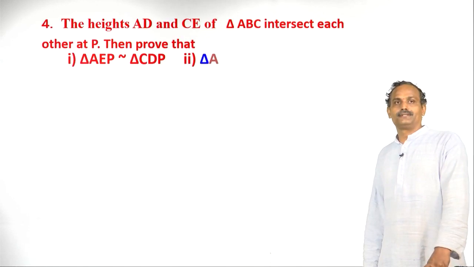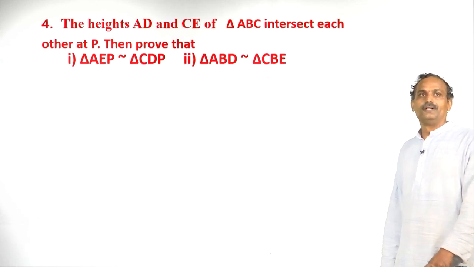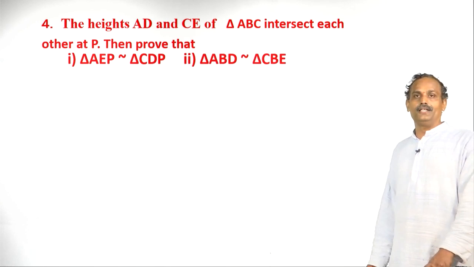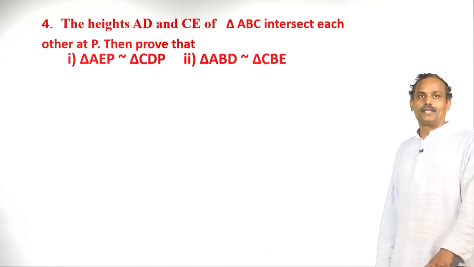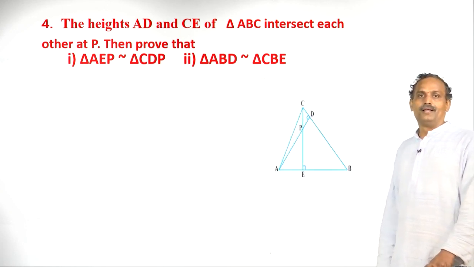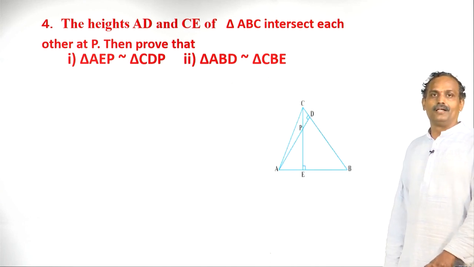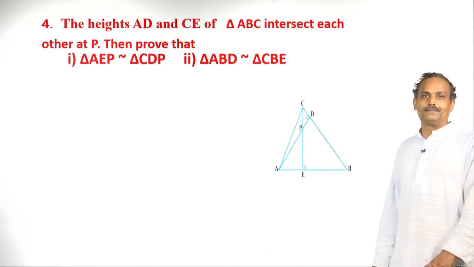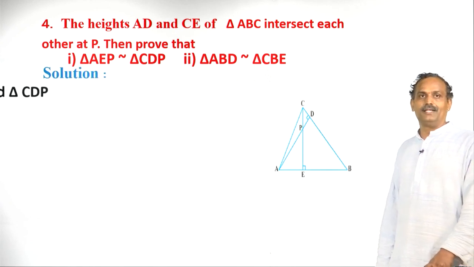So let us consider the problem like this. The heights AD and CE of triangle ABC intersect each other at P. Then prove that triangle AEP is similar to triangle CDP, and triangle ABD is similar to triangle CBE. So let us see the diagram. AD is perpendicular to BC, CE is perpendicular to AB. So let us consider the first one here.